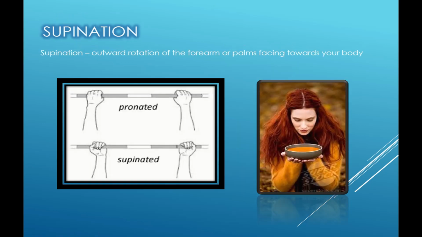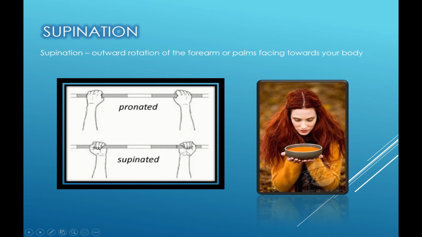And then we have the opposite to pronation, which is supination. We've got a supinated grip and we've also got a pronated grip in gym lingo. Supination is simply the opposite of pronation. This is where the forearm or the palms are facing towards your body rather than away from your body. So you can see here that when we do, for example, a pull-up or a latissimus pull-down exercise, we have a pronated grip because the palms are facing away from the body. But when the palms are facing towards the body, this is referred to as a supinated grip.